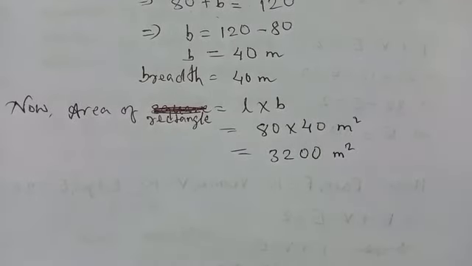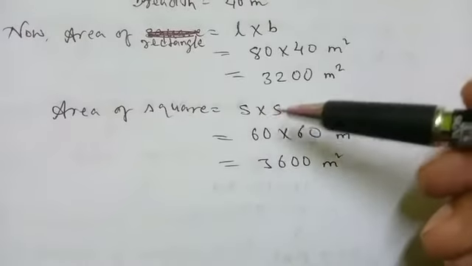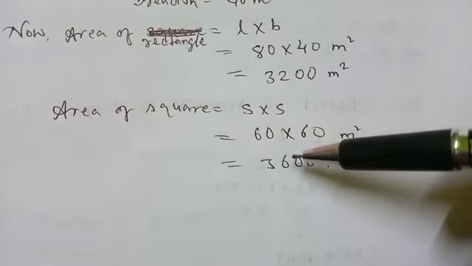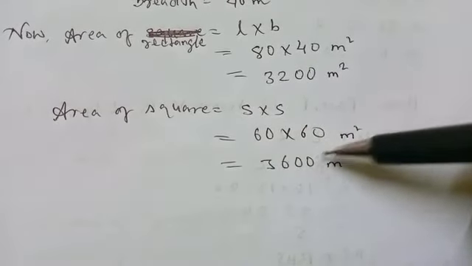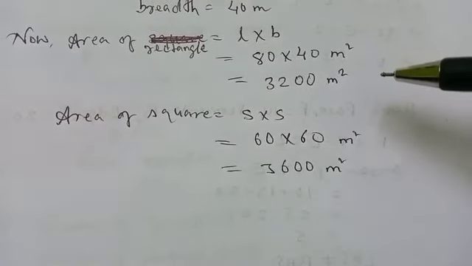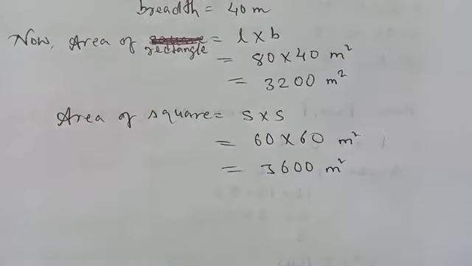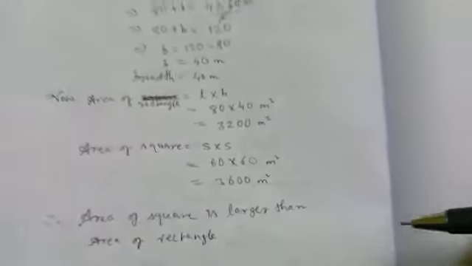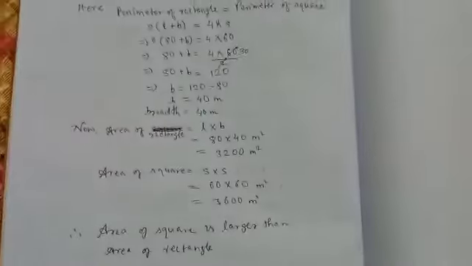Now find the area of the square. Area of square equal to side into side. So 60 into 60, side is 60, so it is 3600 meter square. So which area is more? The area of this square is more. So the answer is the area of the square is larger than the area of the rectangle. Okay. So this is the solution of the question.